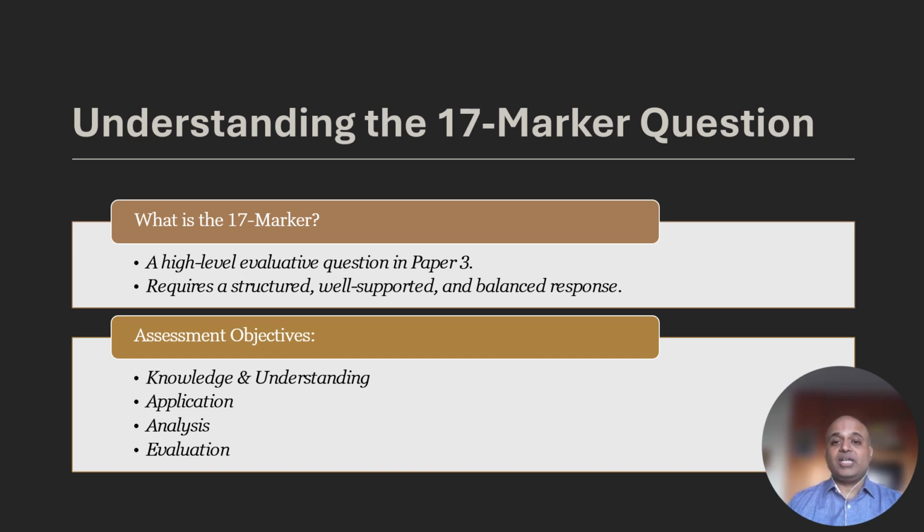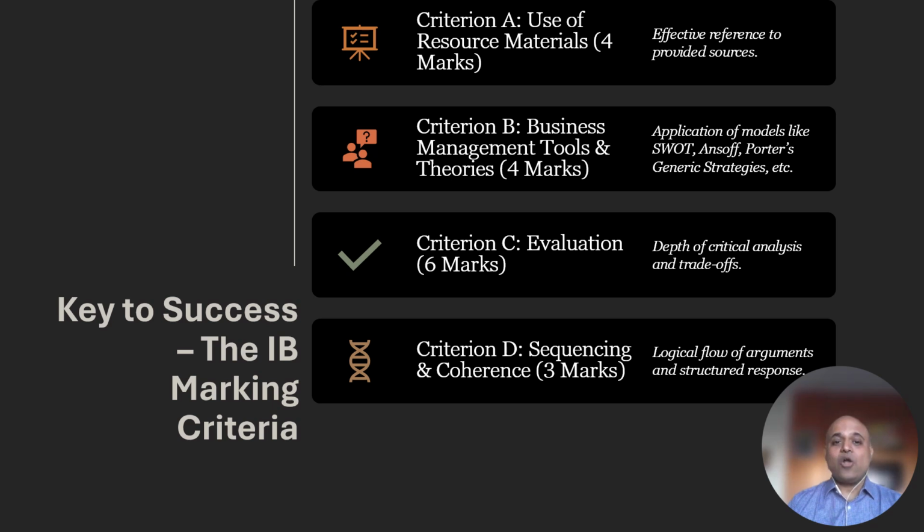Think of this question as your chance to showcase strategic thinking, problem solving, and decision making, just like a real business leader. Stick with me and I'll show you exactly how to ace it. Alright, now let's talk about the golden key to success, the IB marking criteria. This is exactly what the examiners are looking for, and if you master this, you are already ahead of the competition. Let's break it down.